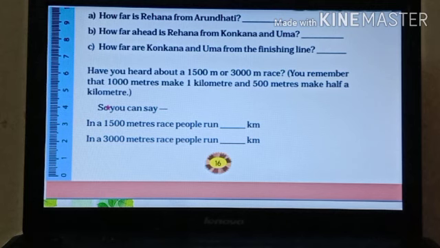Understood? Now the next one is: in a 3000 meter race, people run dash kilometer. You already know the basic units. 1 kilometer is equal to 1000 meter. So 3000 meter means 3 kilometer. Understood, students?